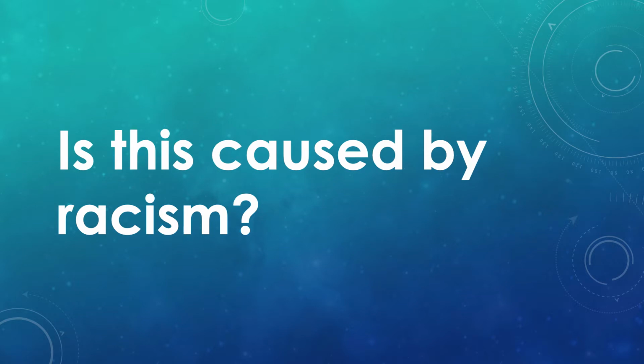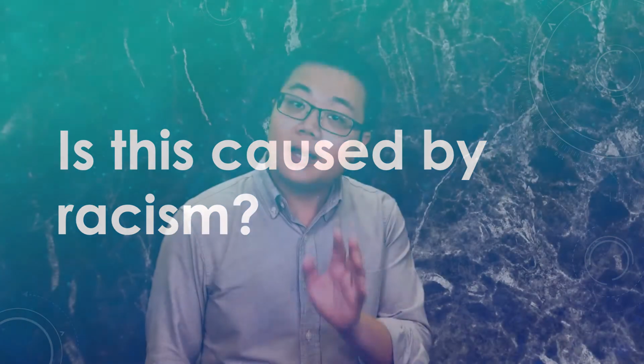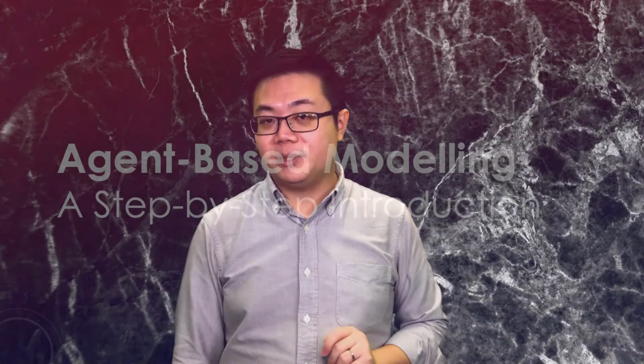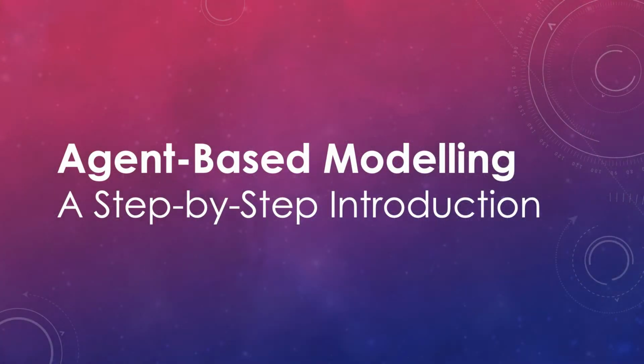Thomas Schelling created this model to investigate whether racism was really responsible for the segregation of the races in the residential districts. Now, the point of this lecture video is not to make you an expert in agent-based modeling, but to familiarize you with the thought process involved in creating and using an agent-based model. So, shall we begin? Let's go.